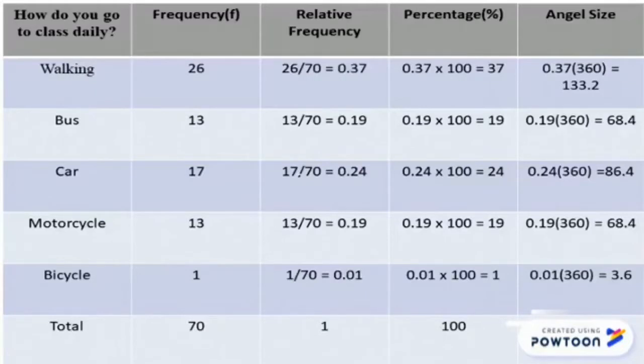Hello guys, today I will talk about ungrouped data. The sample was taken of 70 UPSI students on how they went to class daily. This is the table of the ungrouped data. From this table, you can see the frequency, relative frequency, percentage, and the angle size.